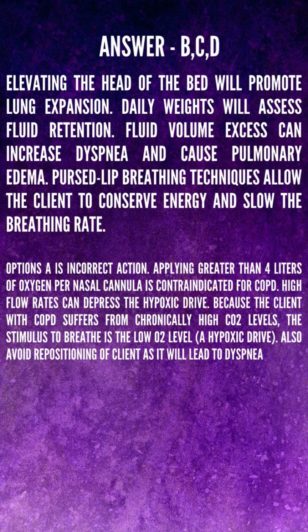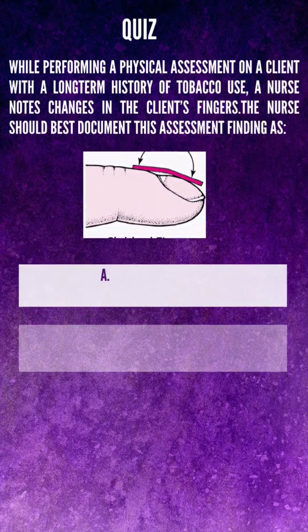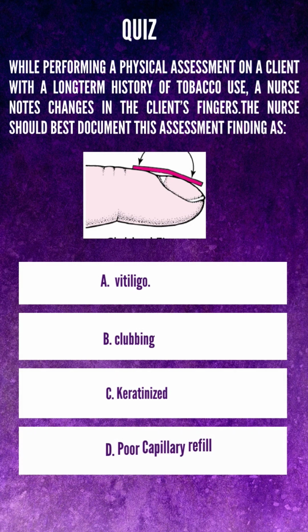Elevating the head of the bed will promote lung expansion. Daily weight will assess excessive fluid retention. Fluid volume excess can increase dyspnea and cause pulmonary edema. Pursed lip breathing will also allow the client to conserve energy and slow the breathing rate. Hence, option A is incorrect. Why?